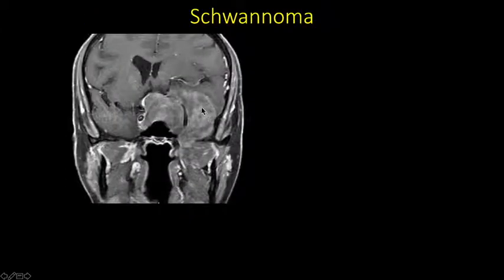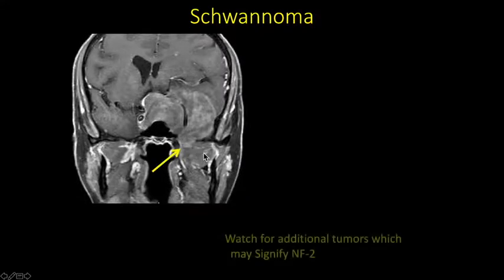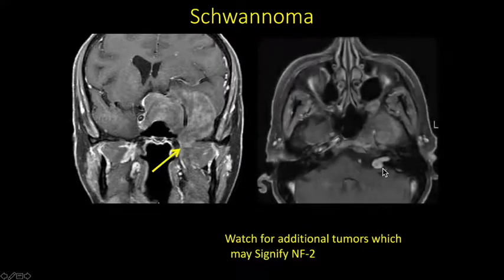Here's another example. It's getting more heterogeneous because it's large, involving the sellar region, going through foramen ovale into the masticator space. This patient actually had an additional schwannoma in their IAC. It turned out they had NF2.